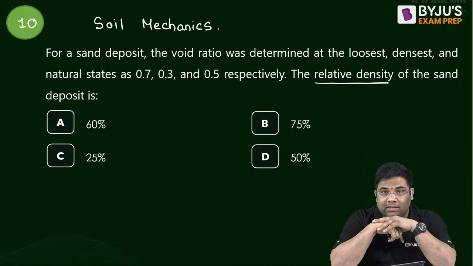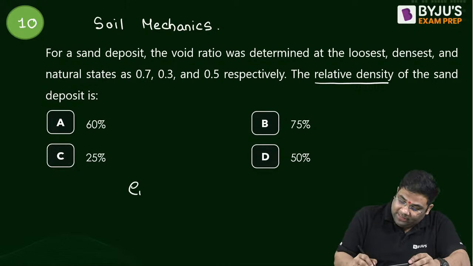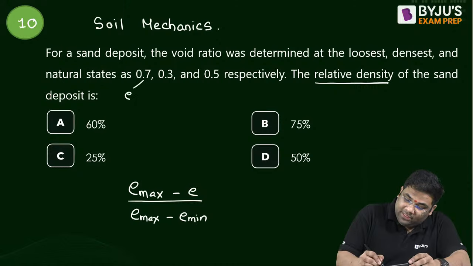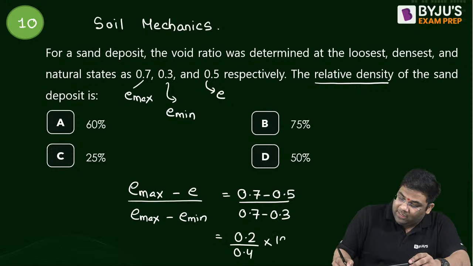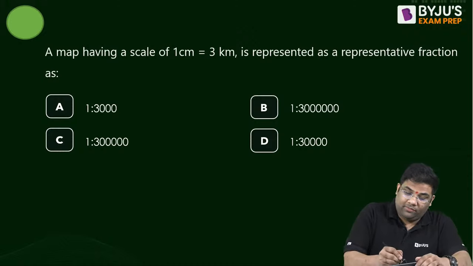Okay, somebody answered also. Others. The formula is e max minus e by e max minus e minimum. You can see this is your e max, this is your e, and this is your e minimum. So it will be 0.7 minus 0.5 divided by 0.7 minus 0.3. That is equal to 0.2 by 0.4 into 100, giving me 50%. D.